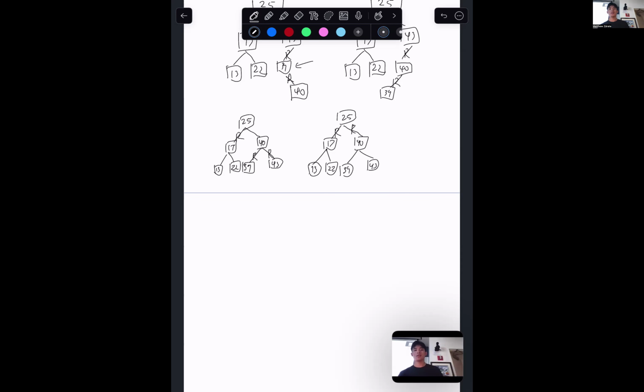Okay. Second problem. This is a little bit more tricky. Can anyone tell me what kind of traversal this is? Post? This right first and then left.